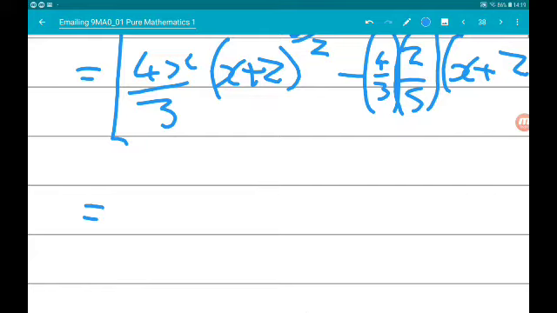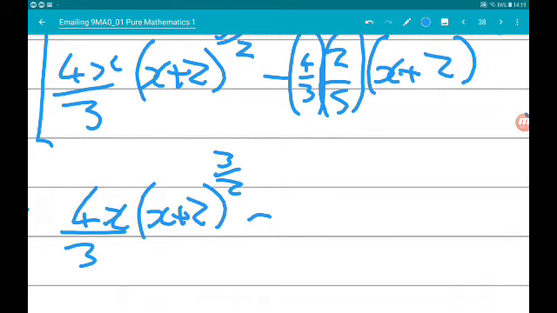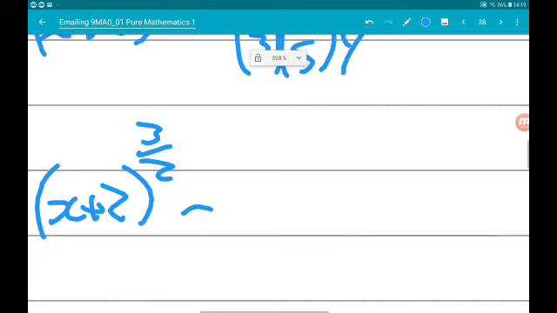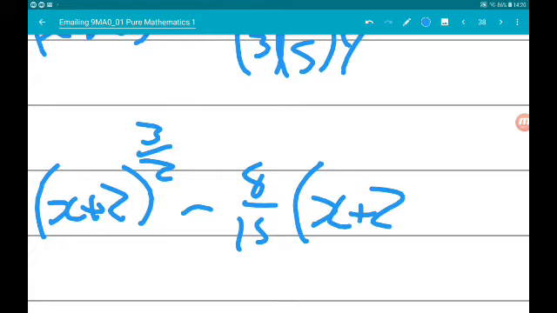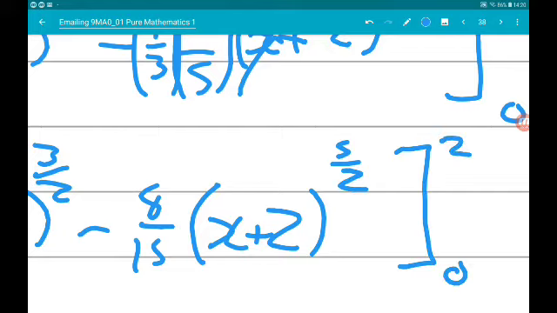So let's sharpen up our last bracket. So we got 4x over 3 times x add 2 to the 3 halves. And then we go minus. Okay, so 4/3 times 2/5 is 8/15. So we got minus 8/15 lots of x add 2 to the 5 halves between 0 and 2.